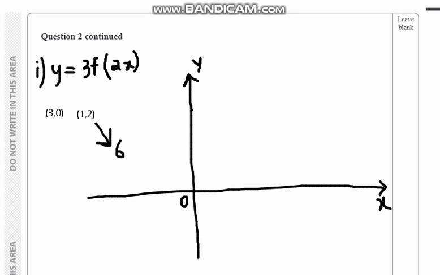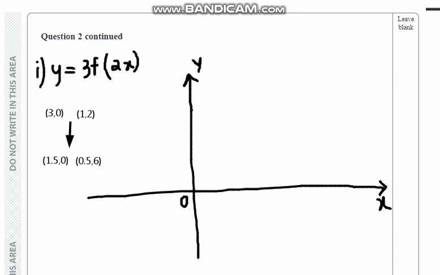Whenever in the bracket there's a value that is being multiplied with x, like x is multiplied with 2 here, whenever it's being doubled, it will shrink to half, so everything opposite happens. So that's 2x, and it will become half x, so every x value will become half of it. And our final coordinates after going through some changes will be (1.5, 0) and (0.5, 6).